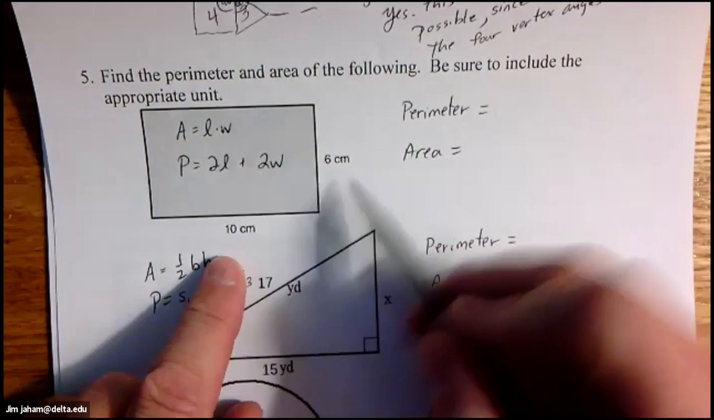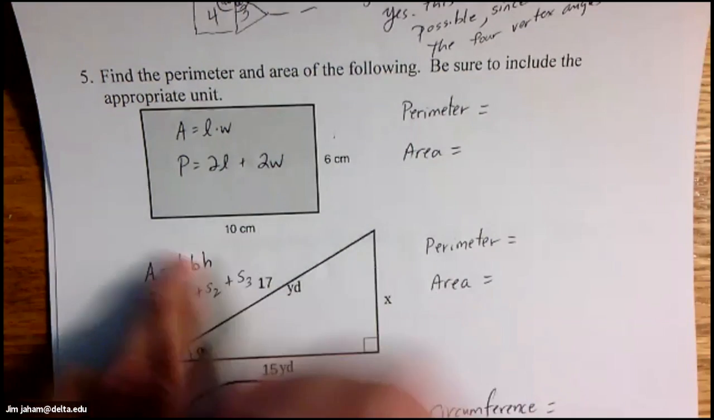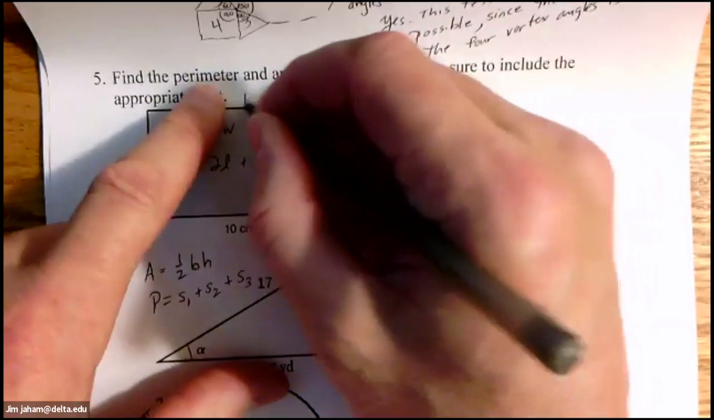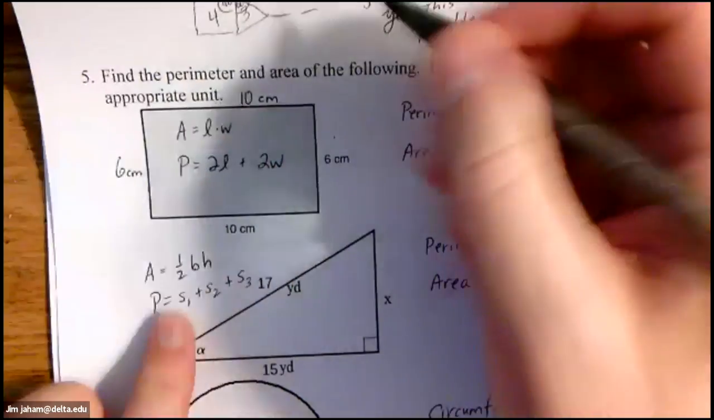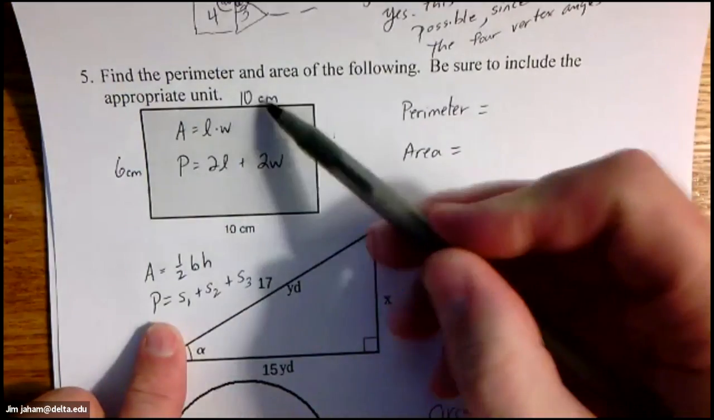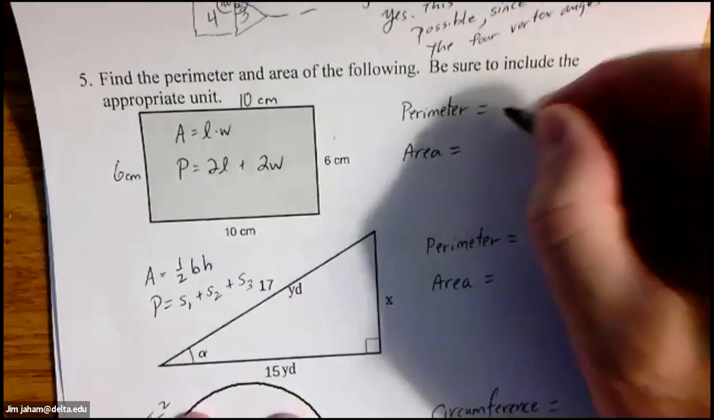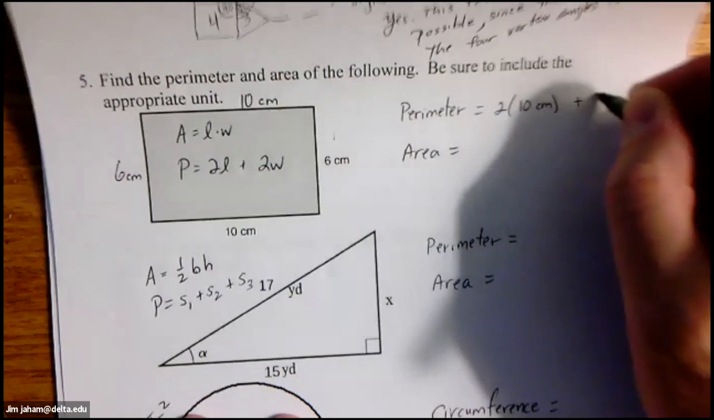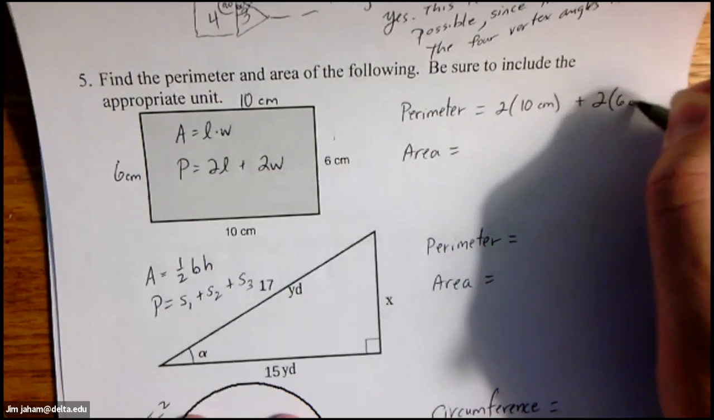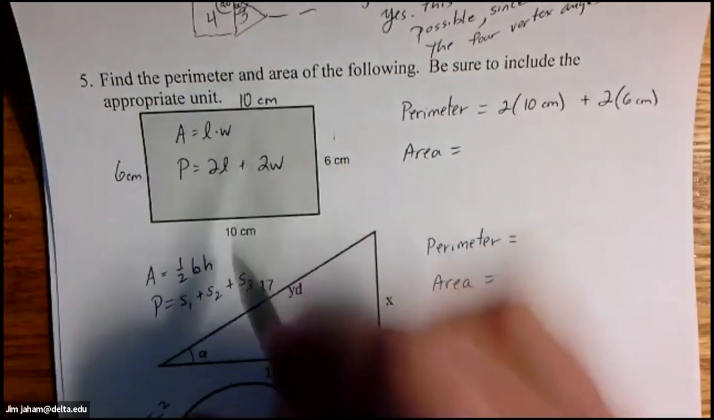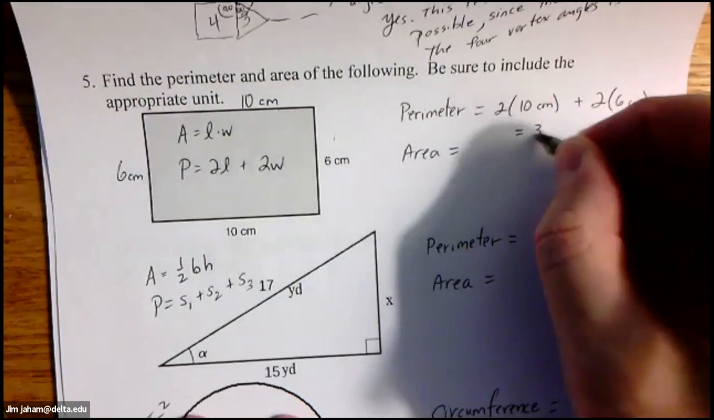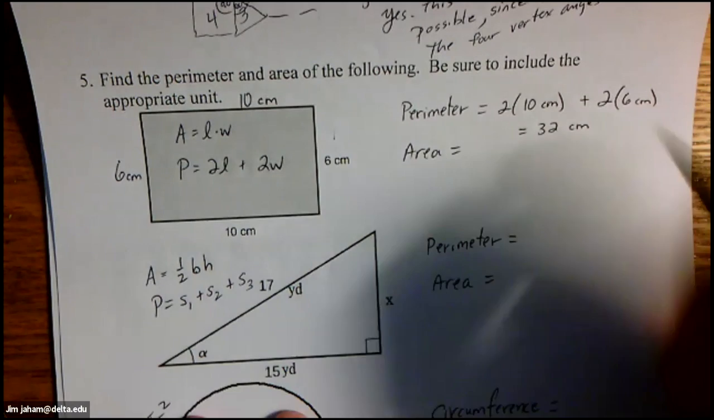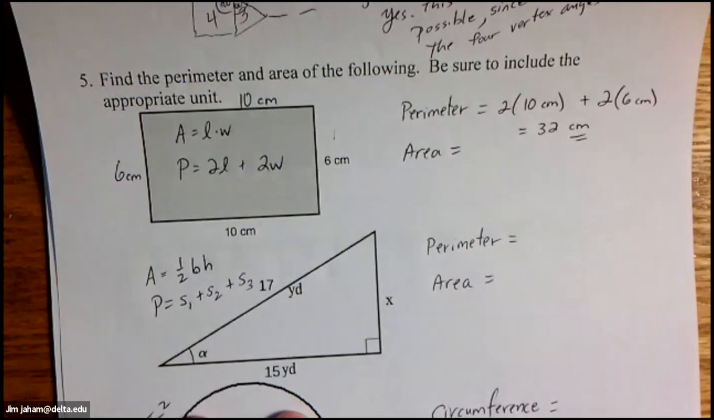The perimeter is the distance around, so you can use these 2 formulas or just deduce them in some other way. In a rectangle, these opposite sides are the same. And so you have 2 sides of 10, and you have 2 sides of 6. So 12 and 20 is 32. And that's centimeters. So be sure to include the unit when you write these.